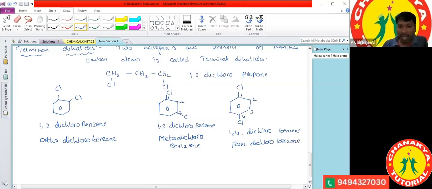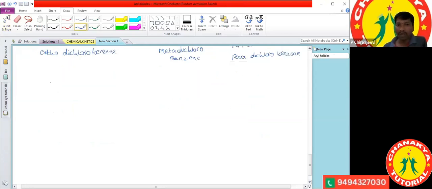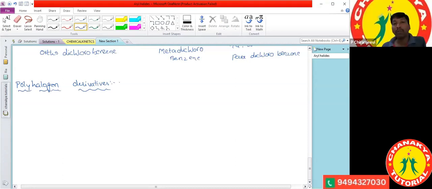Now trihalogen derivatives. The next one is trihalogen. Actually we can call it polyhalogen. So what are polyhalogen derivatives? The compounds which have more than 2 halogens attached to them. Very good. We call those compounds polyhalogen derivatives. In that we also study trihalogen derivatives and tetrahalo derivatives.